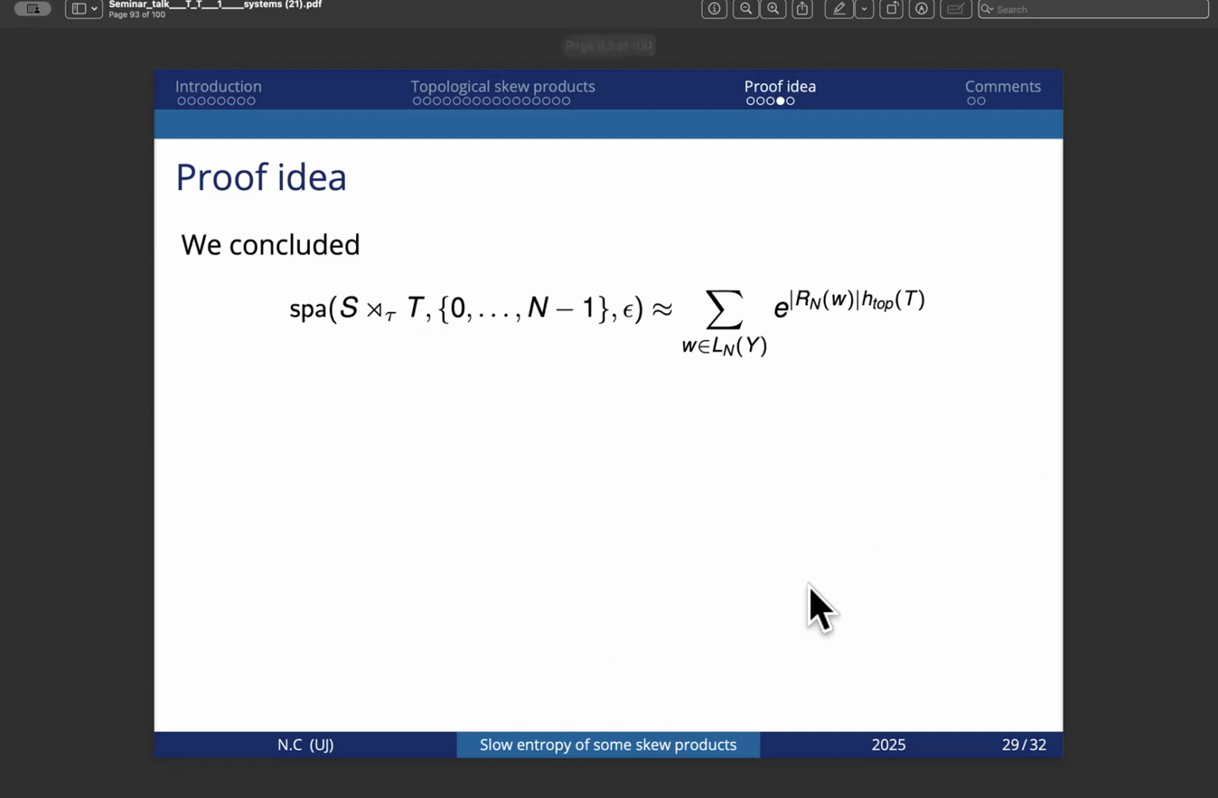So for instance, if you knew that the range is essentially like a Følner set, would it still be fine?